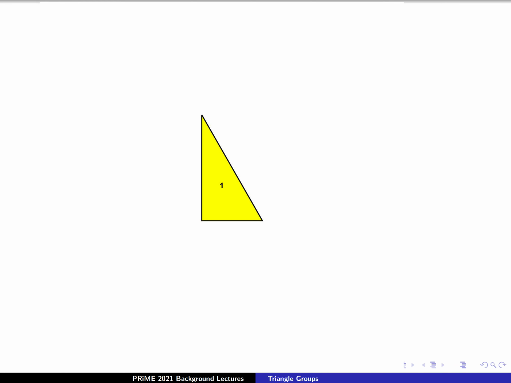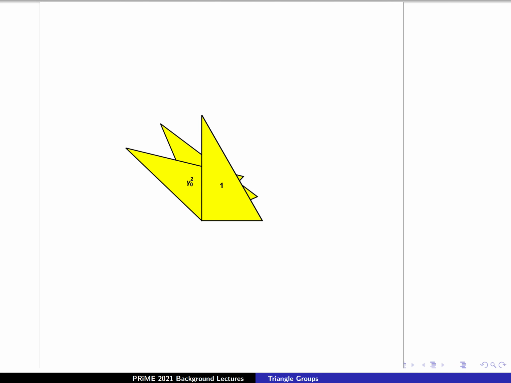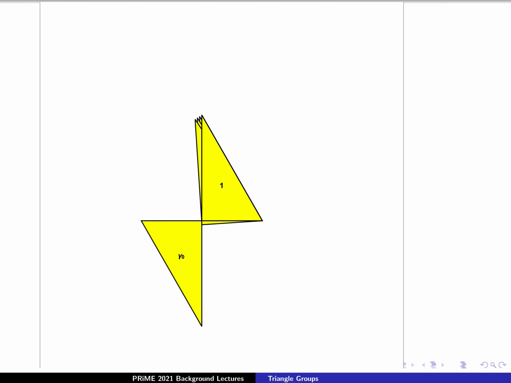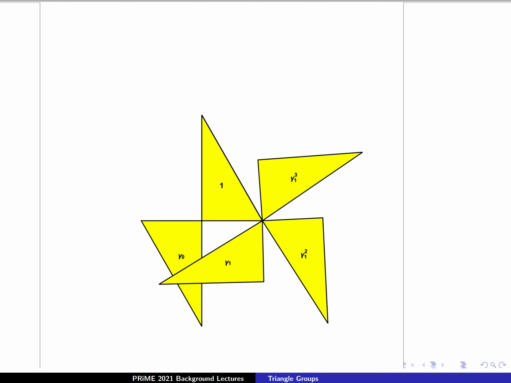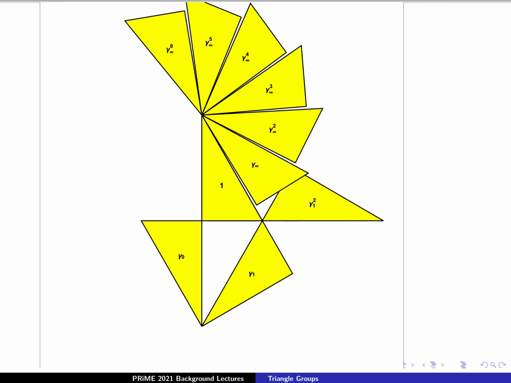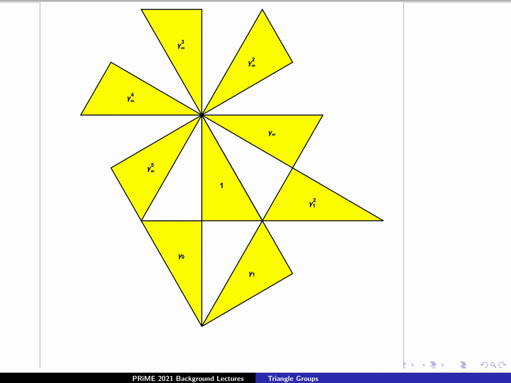Let's see all 3 of those again. We had first gamma 0, this is rotation around the point P. We had next gamma 1, which is rotation around the point Q. And finally, we had gamma infinity, which is rotation around the point R. Here's the composition. First gamma 0, then gamma 1, and finally gamma infinity. The composition goes back to where we had initially.